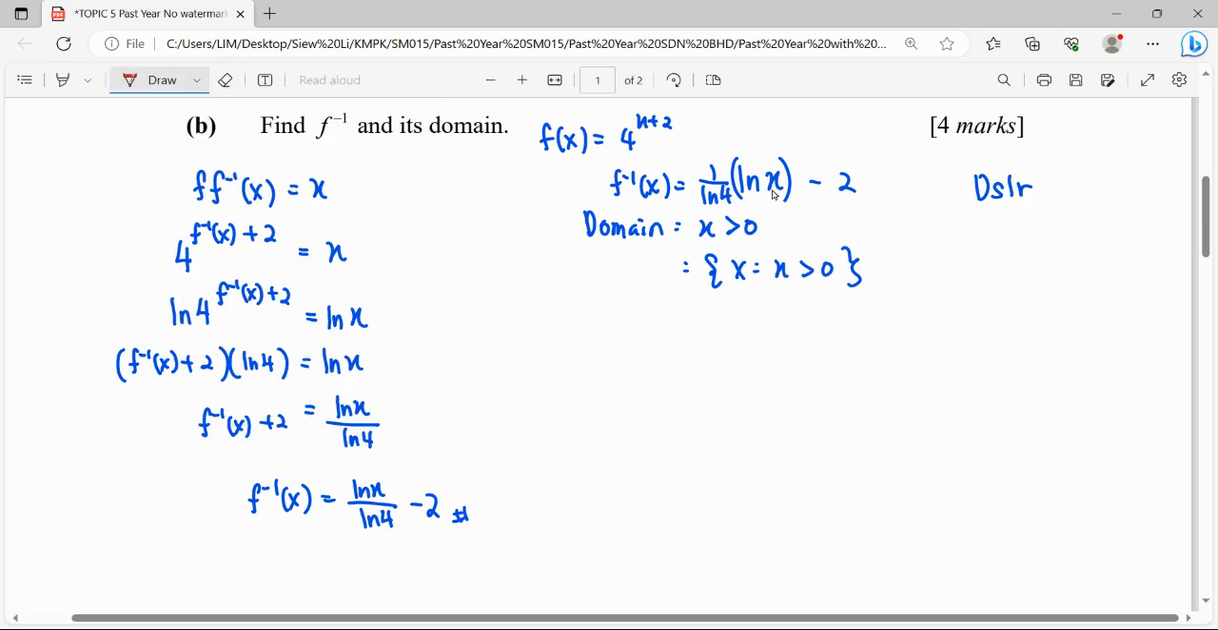So from here, how are we going to get these 4 marks? The first one, we use the idea of f inverse mapping back to its function to get x. That will be the first concept. Then we simplify using the properties of log. And then we get to the inverse function. So finally, state the domain of f inverse.